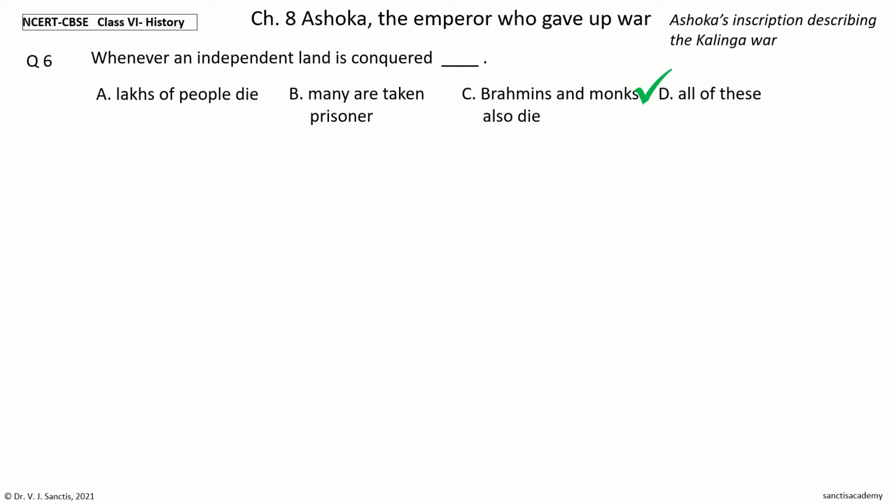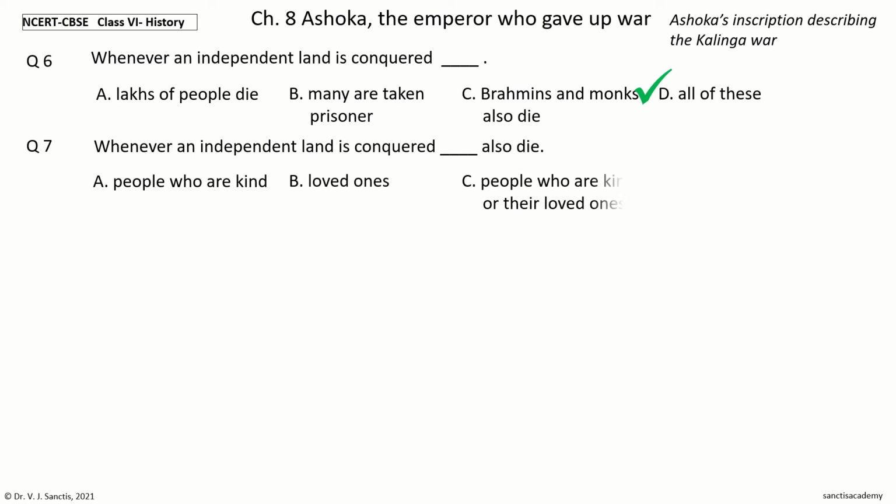die. Question 7. Whenever an independent land is conquered, dash also die. The options are people who are kind, loved ones, people who are kind or their loved ones, people from other lands. Your time to choose. And the answer is people who are kind or their loved ones. So, whenever an independent land is conquered, people who are kind or their loved ones also die.